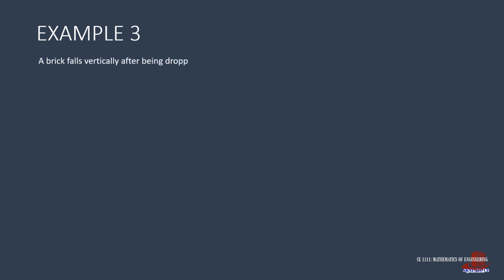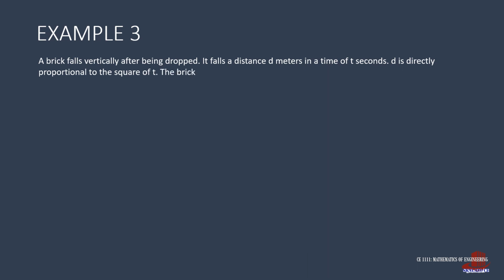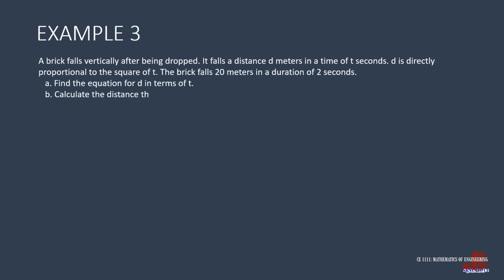For the next example, a brick falls vertically after being dropped. It falls a distance d meters in a time of t seconds. d is directly proportional to the square of t. The brick falls 20 meters in a duration of 2 seconds. We are to look for A, the equation for d in terms of t, B, the distance the brick falls in 3 seconds, and C, the time the brick takes to fall 605 meters.